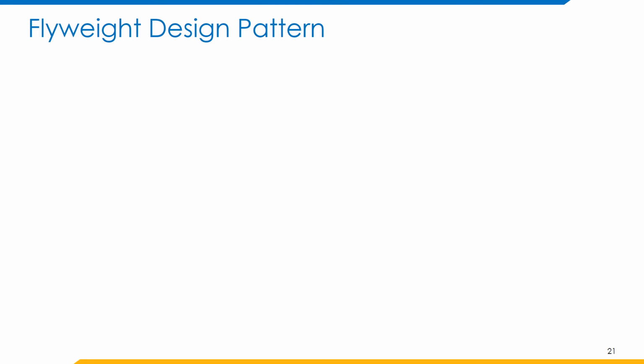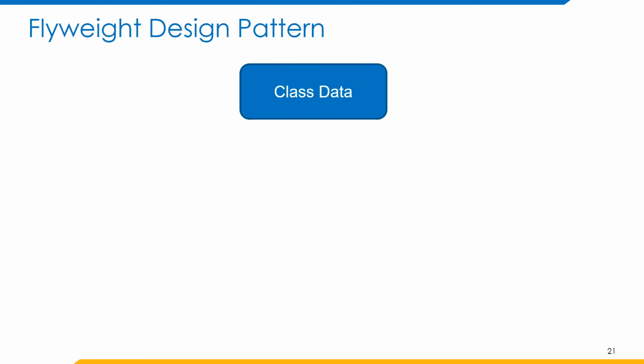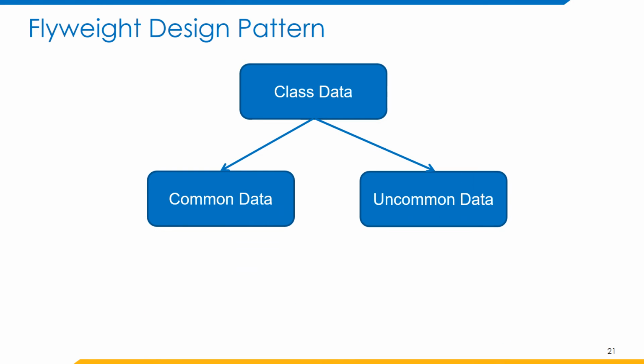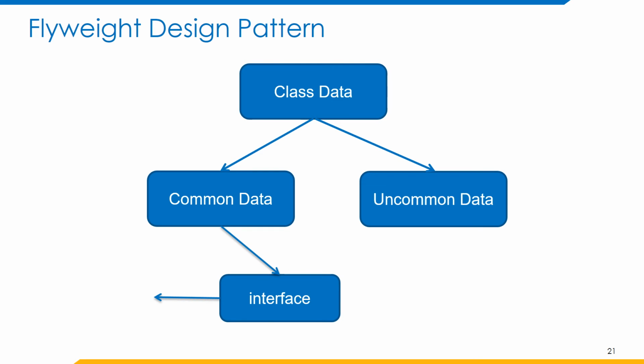We will keep the common data in one class and we will use that common data multiple times. For example, the class data has two types of data: common data and uncommon data. Common data we will keep in an interface and its implementation we will use whenever we want this common data multiple times.